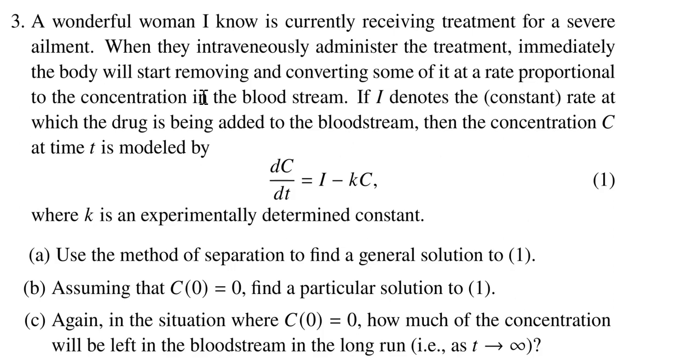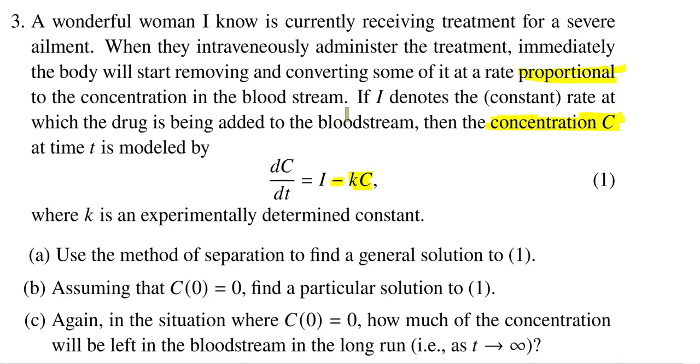Here C, you can see down here, is going to denote the concentration in the bloodstream. And when we say things like a rate proportional, this proportional means that you're going to have some constant times that. And so K here is going to be some experimentally determined constant. And how do we know it's getting removed? Well, you see there's this minus sign. So I here is going to denote the constant rate at which the drug is being added to the bloodstream.